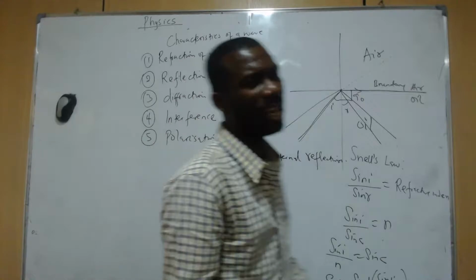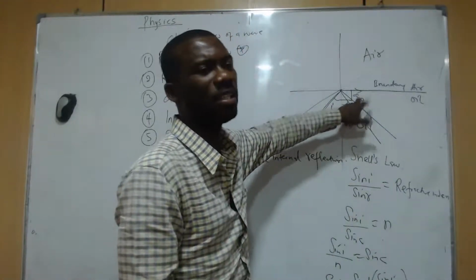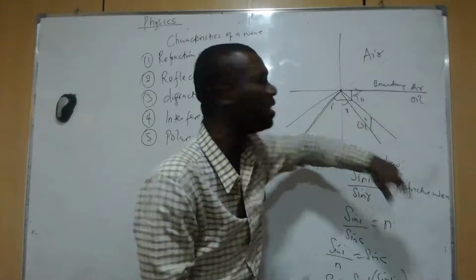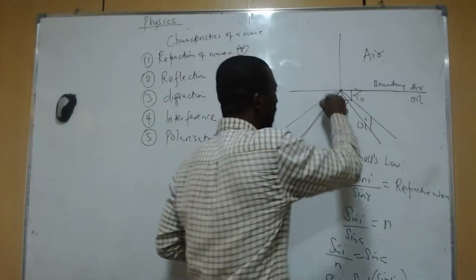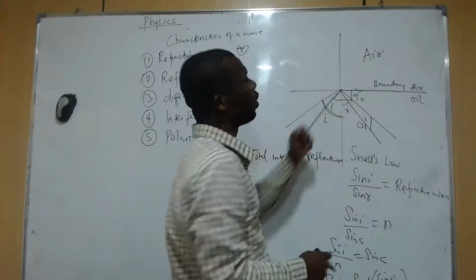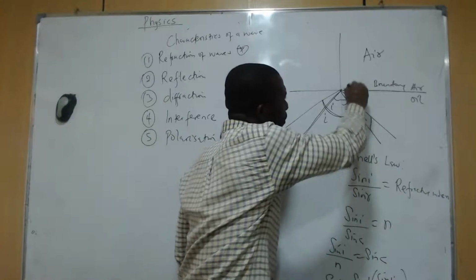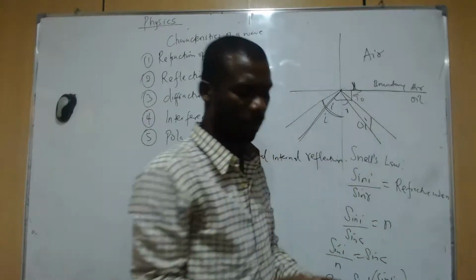So total internal reflection is the process. At the critical angle, the refracted angle is 90. So with further increase in the incident angle, which is at this point, if the incident angle is at this point, we will now have a refracted angle which is here. That particular point is what we call total internal reflection.